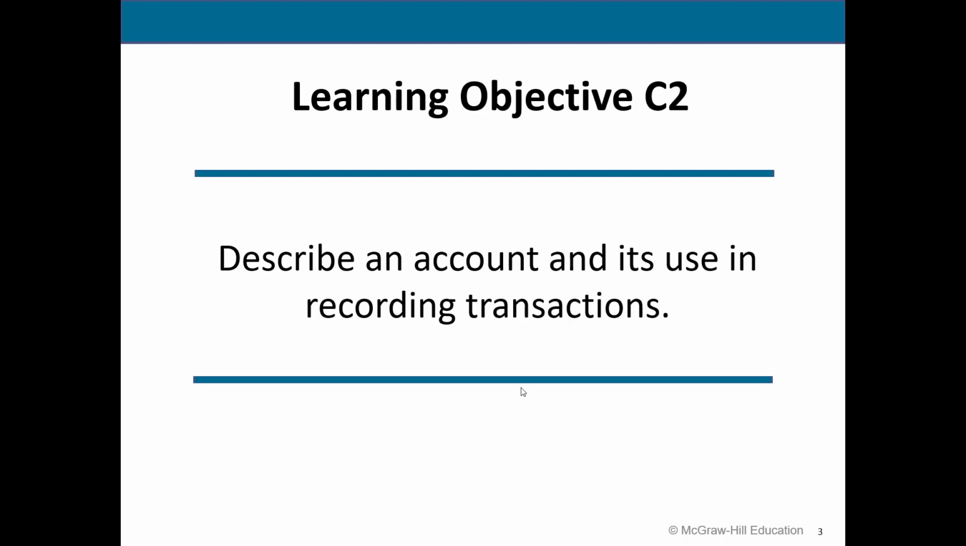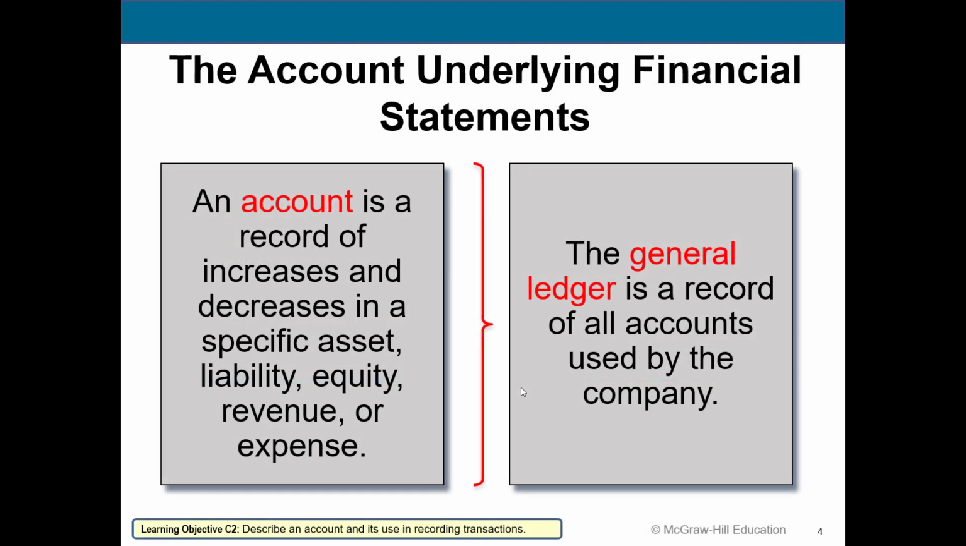So first we will look at what an account is. An account is a record of the increases and decreases in a specific asset, liability, or equity account. Remember that equity is composed of revenues, expenses, common stock, and dividends. And the general ledger is a record of all of the accounts used by a company.